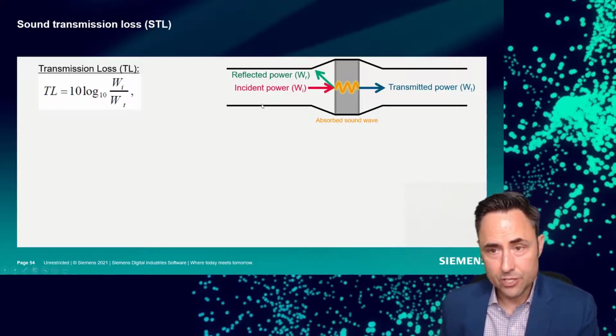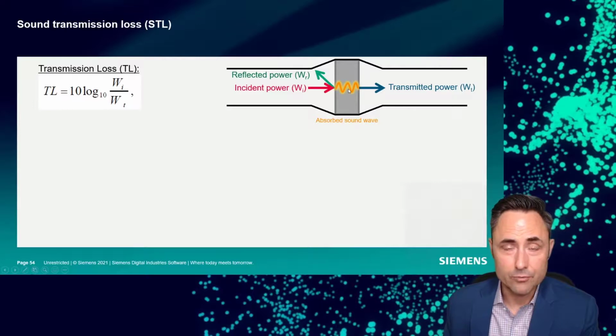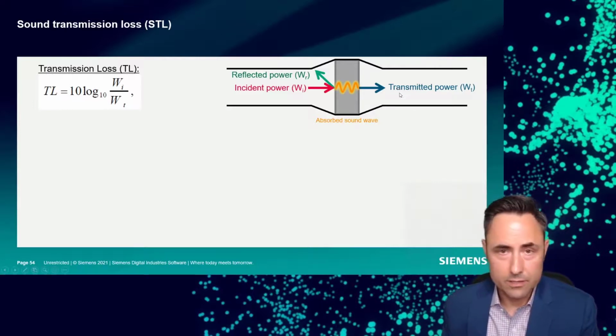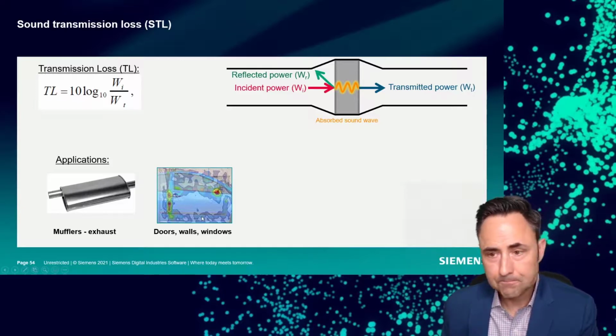Okay, and so here we're going to measure the incident sound power. We're going to measure how much gets reflected, and we're also going to measure how much gets transmitted. Ultimately, this is going to give us our transmission loss number, because we'll have the reflected piece, the incident piece, and the transmitted piece. Whatever we don't quantify as transmitted, we don't really care what happens to it, whether it's reflected or absorbed. We just want to keep it from being transmitted. Okay. And so again, this will be for things like mufflers or barriers, okay?